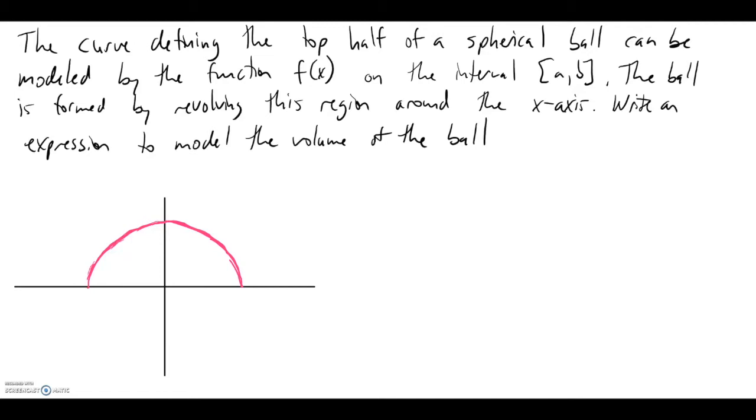We're going to look at a curve defining the top half of a spherical ball that can be modeled by the function f of x on this interval from a to b. The ball is formed by revolving this region around the x-axis. And what I mean by that is this region bounded here between the curve and the x-axis itself. And what we're going to do is write an expression to model the volume of the ball.